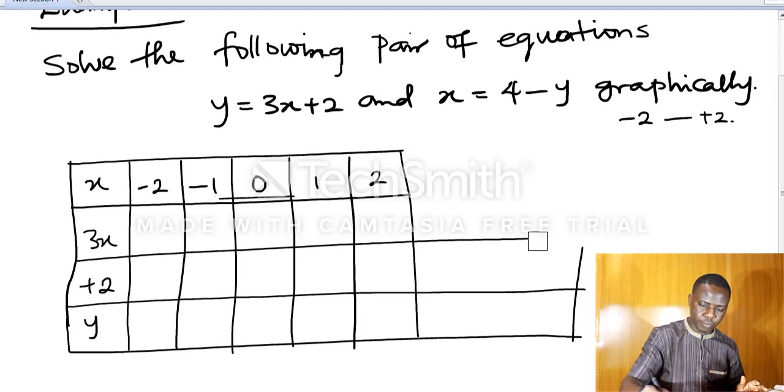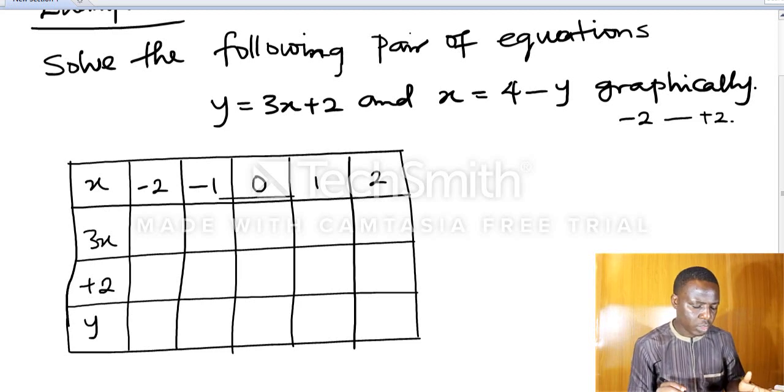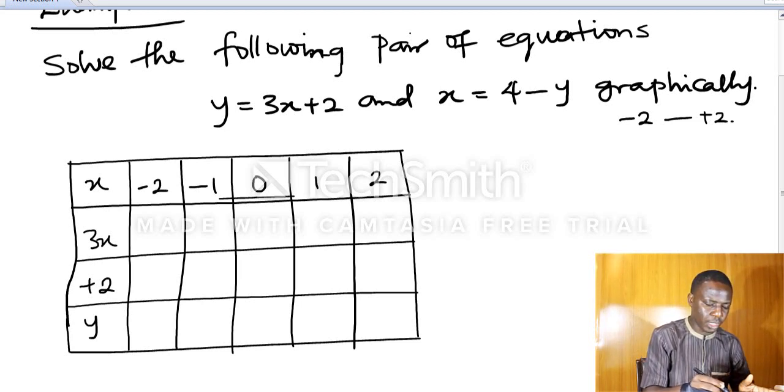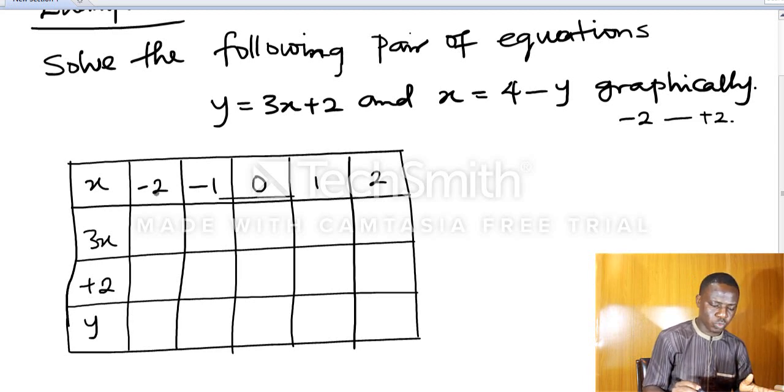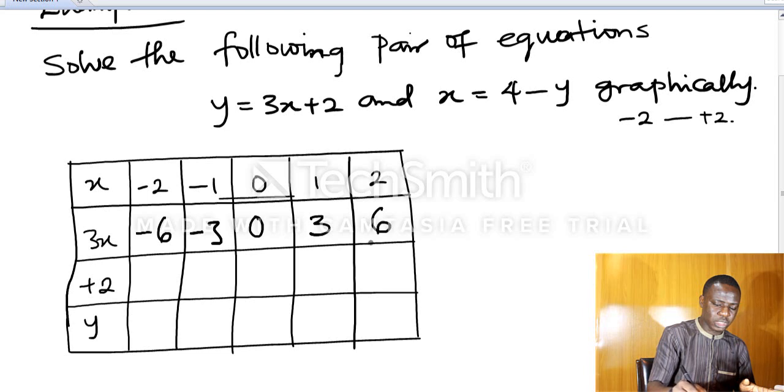Let me wipe this off. What that means is, if x is equal to -2, what will be 3x? I'm going to substitute -2 for x, by multiplying -2 by 3, and that will give me my value for 3x. That will be -6. I will do the same to this. This becomes -3. This is said to be 0, for 3 times 0 is 0. This is said to be 3 times 1 is 3, and 3 times 2 is 6.